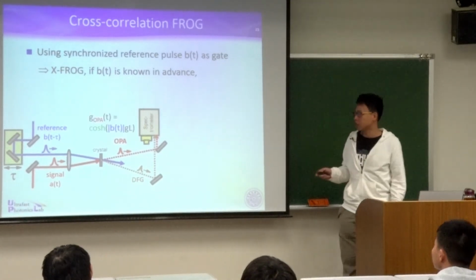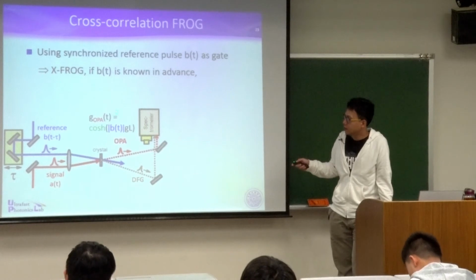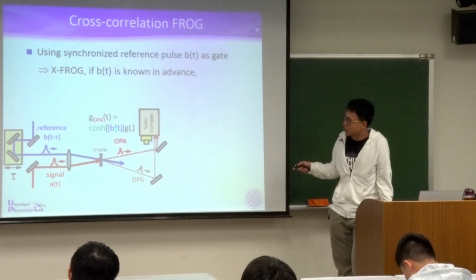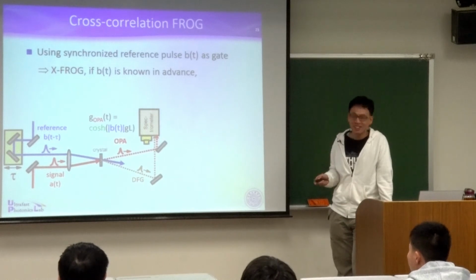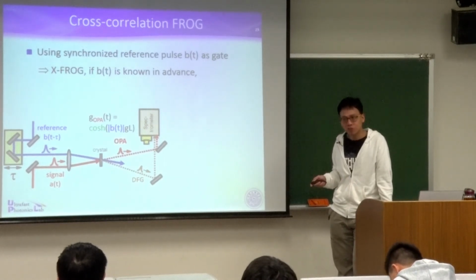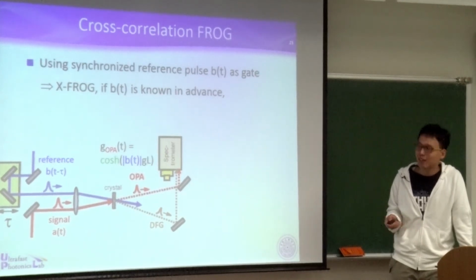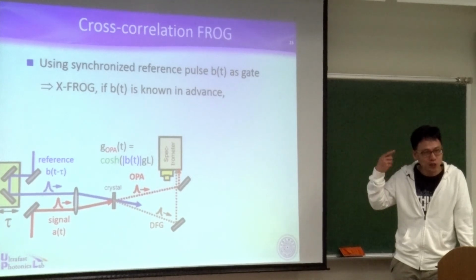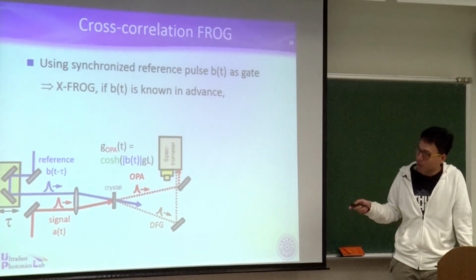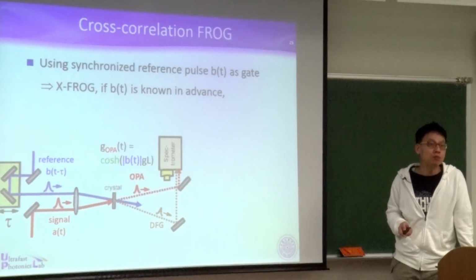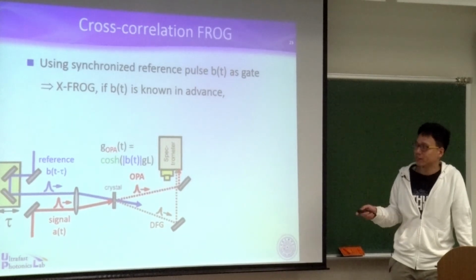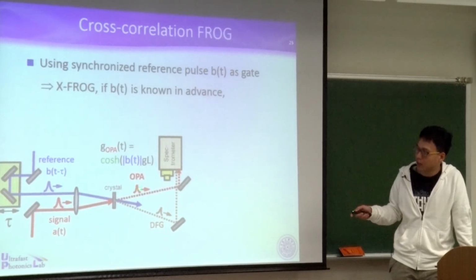And if it is OPA FROG, the gate is related to your reference B of t in this way. G of t is not equal to B of t. It's equal to cosh of the absolute value of B of t times G times L. G times L is a constant. But in any case, you have to figure out what is the shape of the cosh function. G of t is a narrower shape compared with the input B of t. This is just another gate pulse.